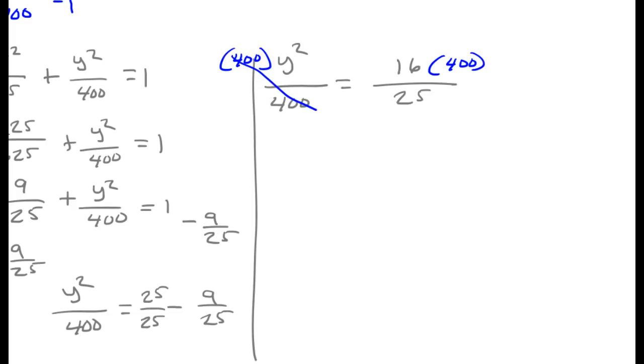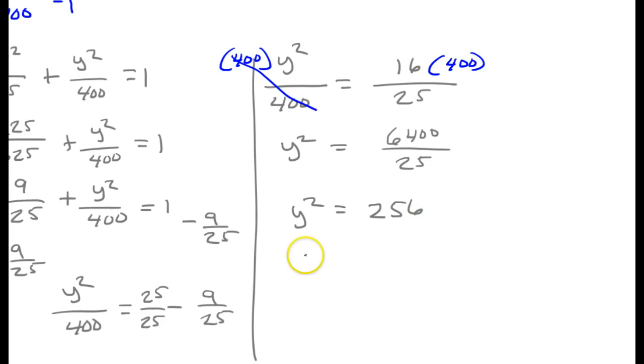Alright, so those will cancel out. So that's going to leave me with y squared is equal to, multiply those, I get 6,400 over 25. So that's y squared is equal to 256. So take the square root of both sides. I should know what this is, but 16. So y is equal to 16.